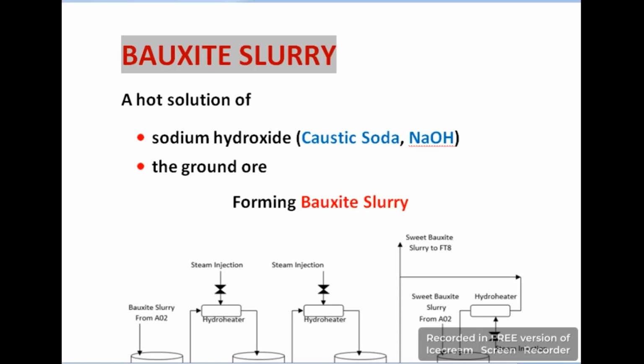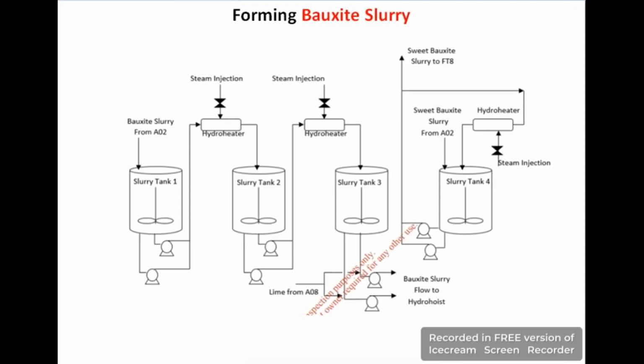So before proceeding, I will tell you what slurry is. Slurry is a term used in industry which means a watery mixture of insoluble matter. So here we prepare slurry of two things. The first one is sodium hydroxide, which is also called caustic soda, and the second one is grinded ore. So we form bauxite slurry in this section. In this diagram you can see four tanks which are provided with an agitator in the center to mix the mixture of water and bauxite. Now the slurry is ready for further proceedings.